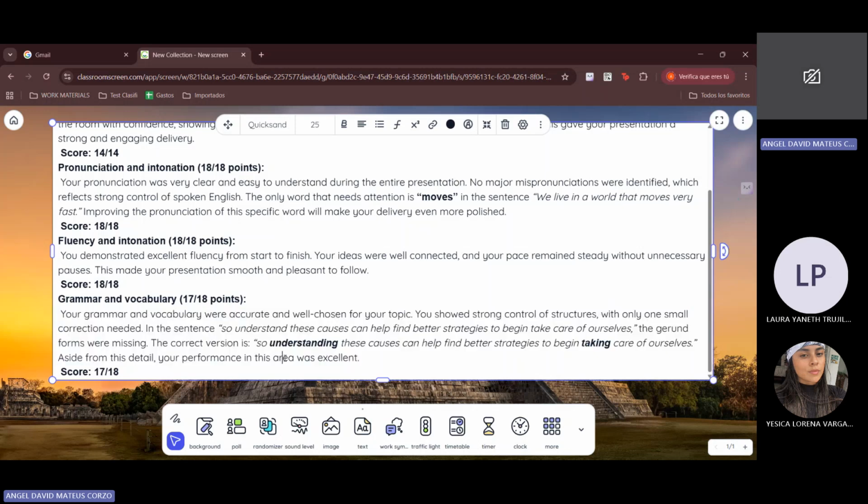As for the grammar and vocabulary, your grammar and vocabulary were accurate and well chosen for the topic. You showed a strong control of structures with only one small correction needed. There was a sentence where you said, "So understand these causes can help find better strategies to begin take care of ourselves." Be careful with the gerund. The gerund forms in this case are necessary. The corrected version is, "So understanding these causes can help find better strategies to begin taking care of ourselves." Apart from these little details, your performance in this area was also pretty good.